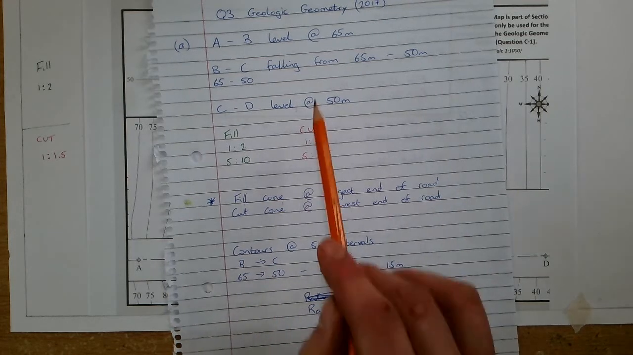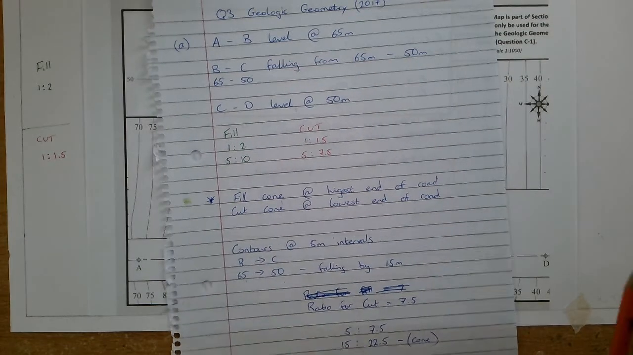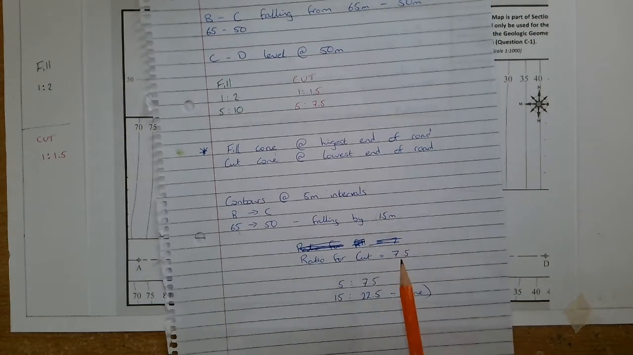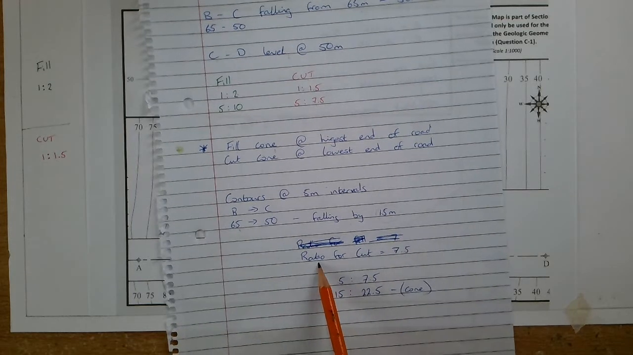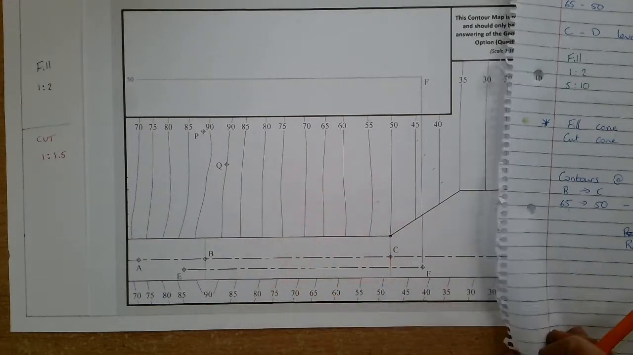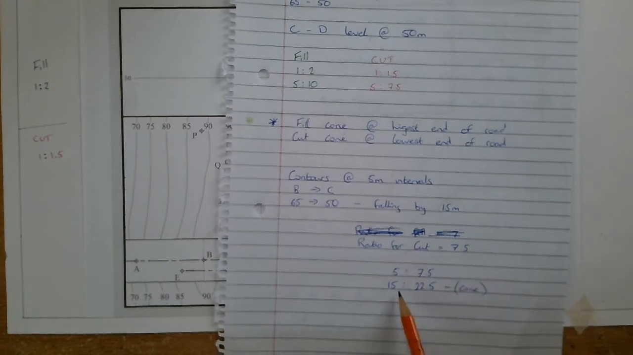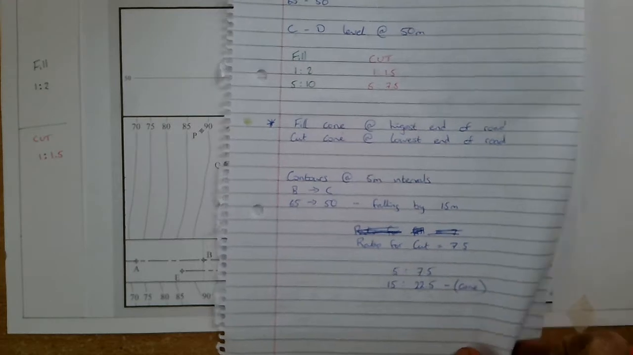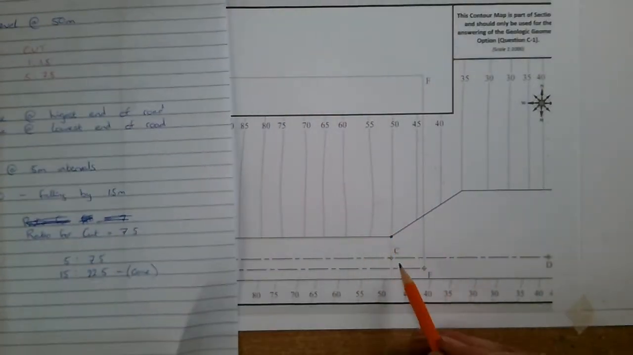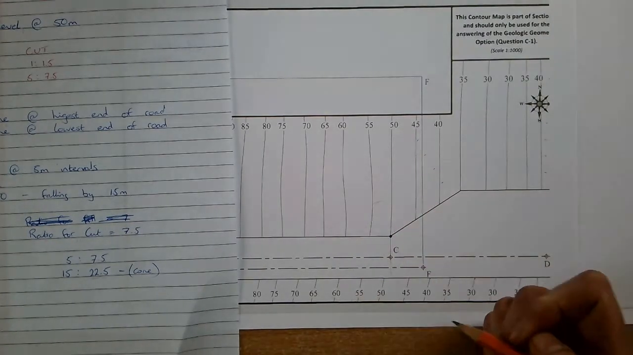We know B to C, as we already said, is fallen from 65 to 50, so it falls by 15 metres. So a ratio for cut, because we're going to need to cut this section where it's fallen, is 7.5. So what we have to do is cross multiply 15 by 7.5 and we get 22.5. So we're going to draw a cone, radius 22.5 here at C, because we know point C is at a height of 50 and the contour of 50 exactly meets that point there.